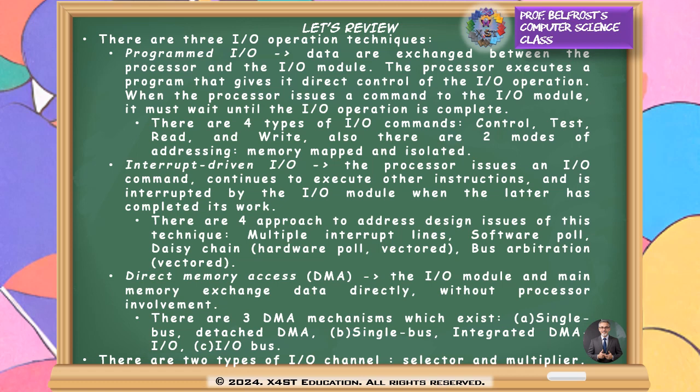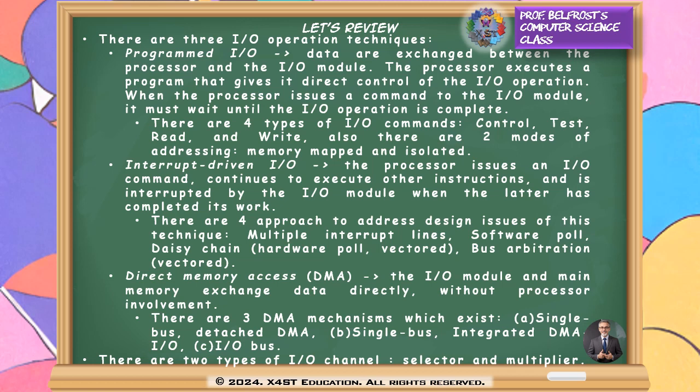The second one is interrupt-driven I/O, where the processor issues an I/O command, continues to execute other instructions, and is interrupted by the I/O module when the latter has completed its work. There are four approaches to address design issues of these techniques, namely multiple interrupt lines, software poll, daisy chain or hardware poll, and bus arbitration.